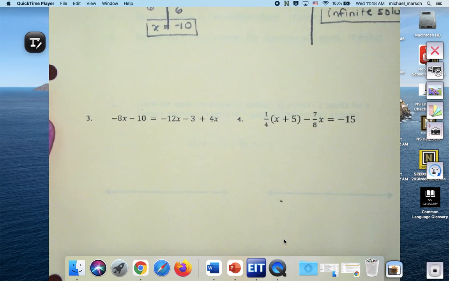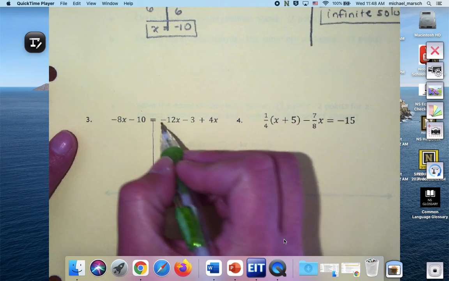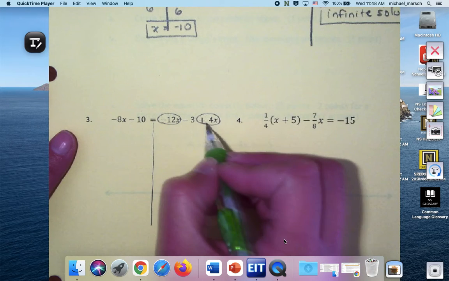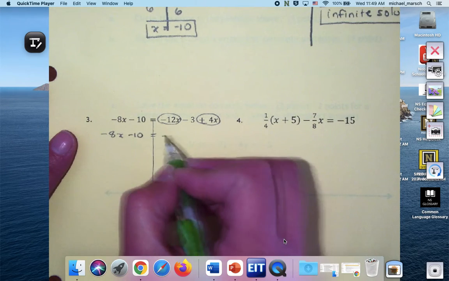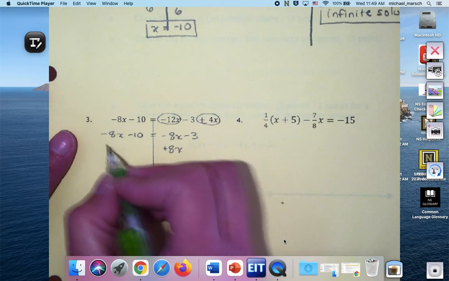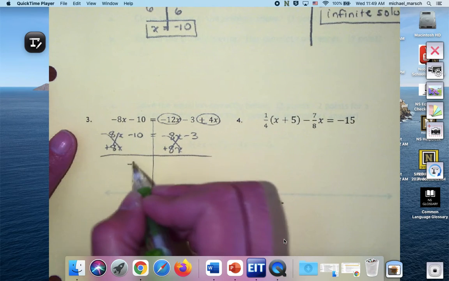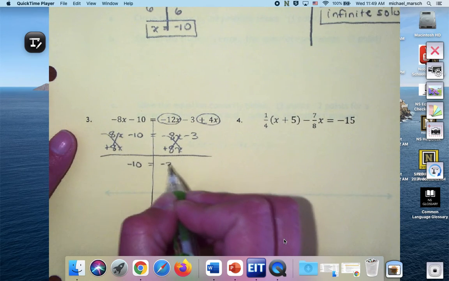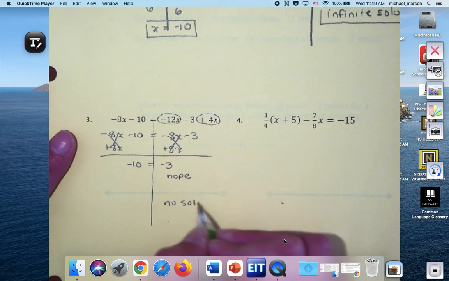Number 3, no distributing, no fractions, no decimals, but I do have like terms. Negative 8x minus 10 equals negative 8x minus 3. Add 8x to both sides. Negative 10 equals negative 3. Nope. No solution.